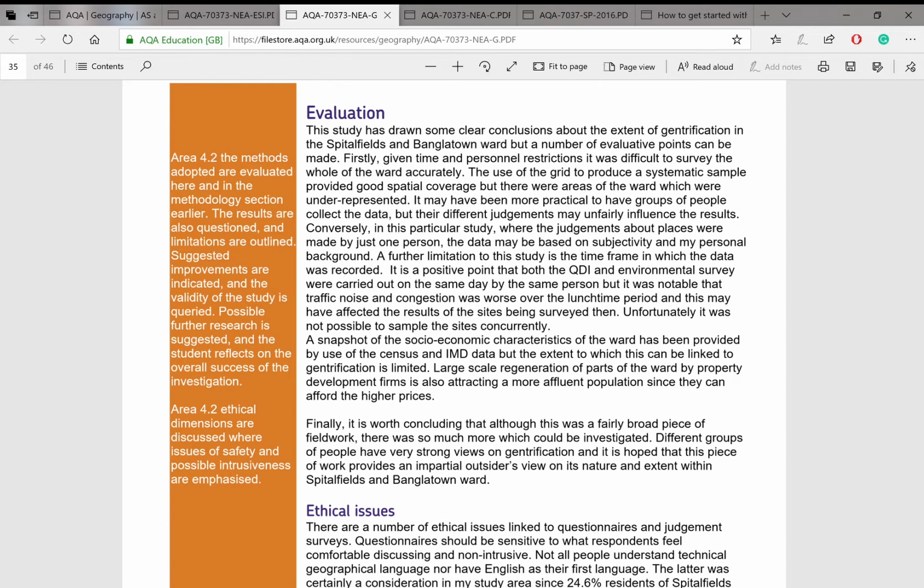Right, so when they're drawing a conclusion about the whole of Bangletown, the whole of Spitalfields, they are not really able to say that their results reflect the whole of Spitalfields or Bangletown, which is fair enough, as most studies can't really be truly representative unless they're really quite big.